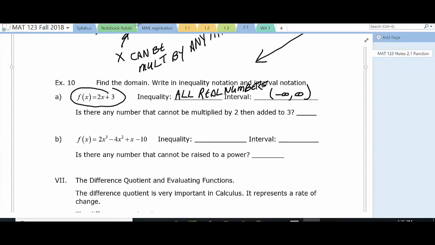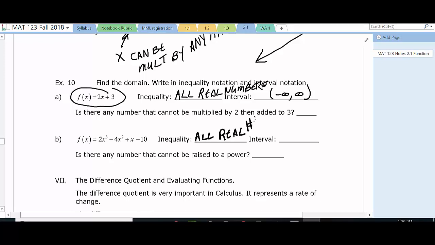Okay, so what you'd end up having here then is the same thing. It'd just be all real numbers. You can just write it like that if you want to, and then it would be negative infinity, infinity. So what I'm saying is, on a linear function, is there any number that cannot be multiplied by 2? No. Okay, I mean, anything works. Is there any number that can't be raised to a power? No. So you're always going to get all real numbers when you're looking at linear and polynomial functions.